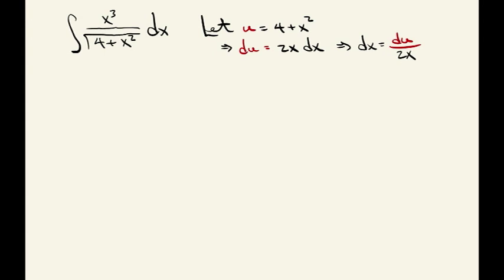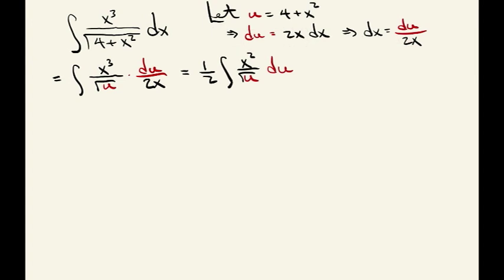So now we're integrating x cubed over the square root of u times du over 2x. Well, x cubed over x is just x squared, and we can bring the 1/2 out front. So now we're integrating 1/2 times the integral of x squared over the square root of u du. And of course, our integral has to be all in terms of a single variable. So let's go back to our substitution and see that x squared can be isolated as u minus 4.